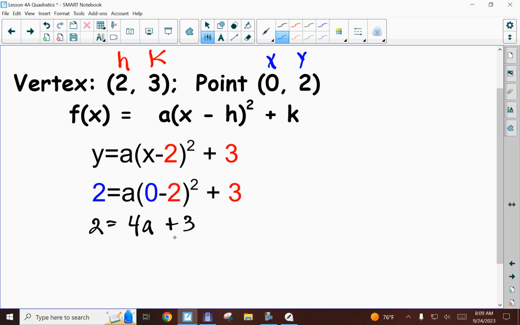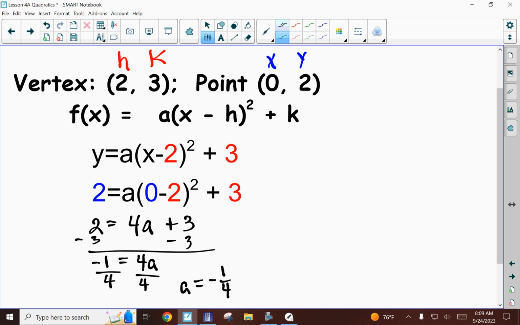So now to try to get a by itself, I'm going to subtract 3 from both sides. So I have 4a is equal to minus 1, and then I have to divide by 4. Divide by 4. So that means a is equal to negative 1/4. So we know that's going to be a reflection and a compression.